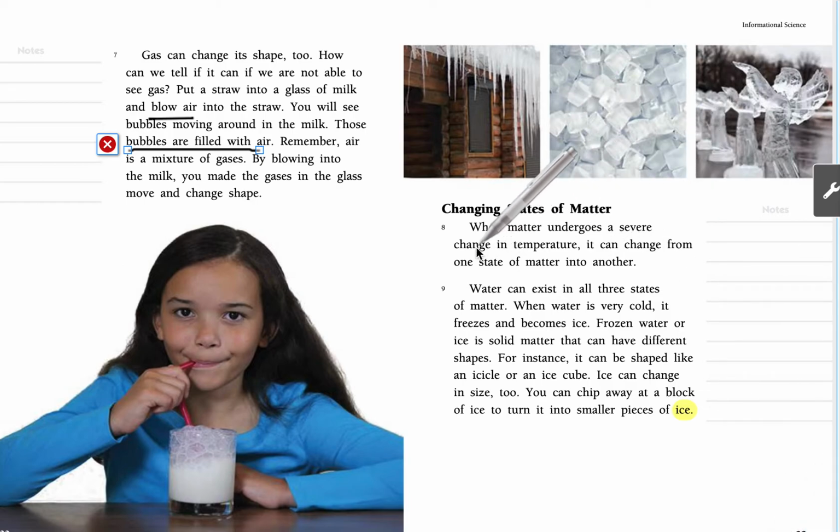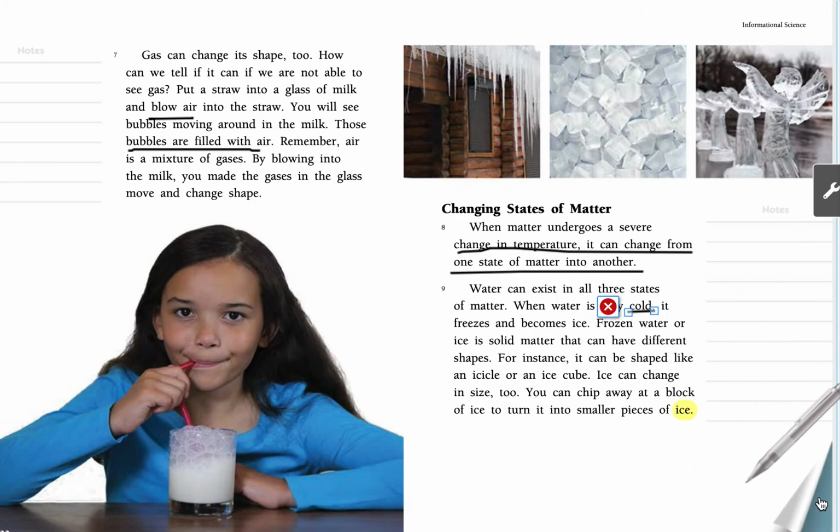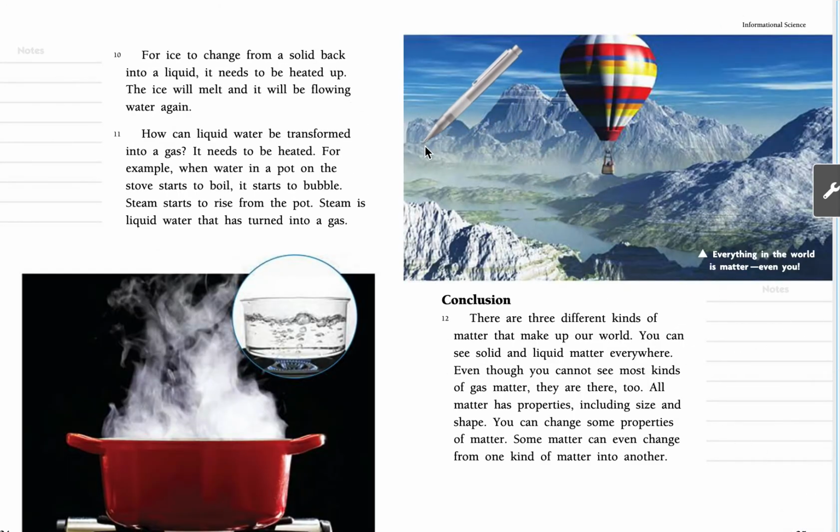Okay, so change in temperature can change one state of matter into another one. Again, it could be through making it colder, like freezing water to become ice. And then it talks about shapes as well, again, changing the size and shape of the solid. But let's look at how else we can change states of matter.